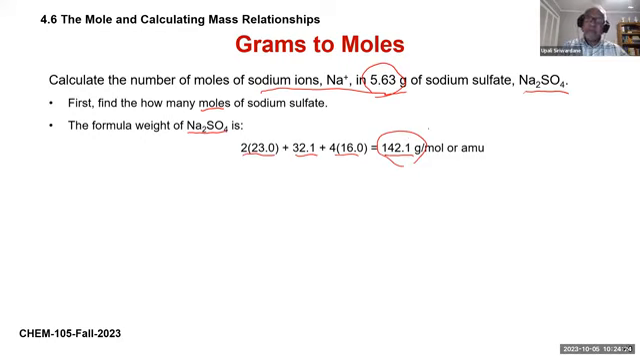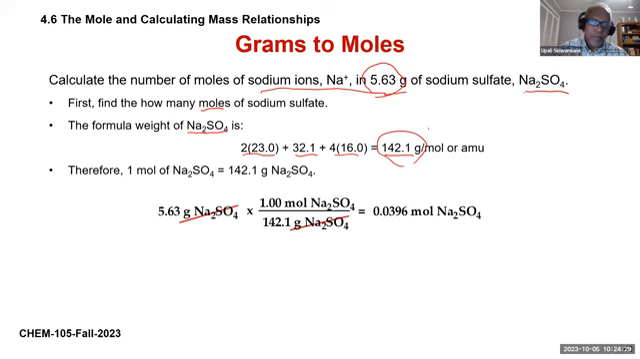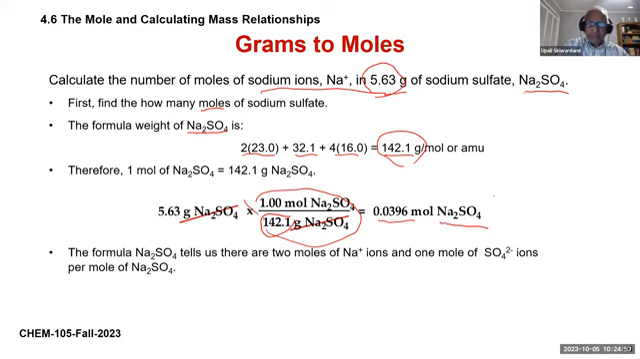Once you get the formula weight, 5.63 divided by 142 gives the number of moles of sodium sulfate. So this is 5.63 divided by the formula weight. 142 is now in the denominator. In the sodium sulfate, there are 0.0396 moles of sodium sulfate. That's how you calculate it.